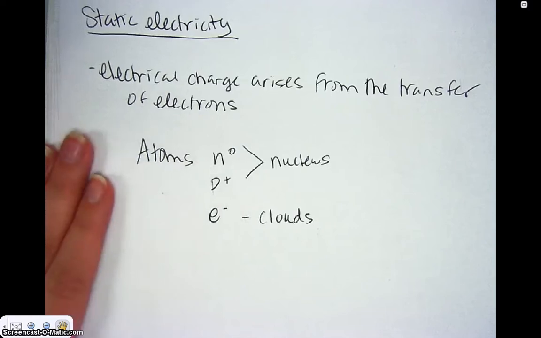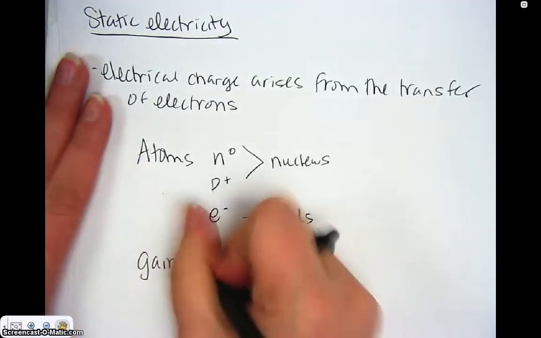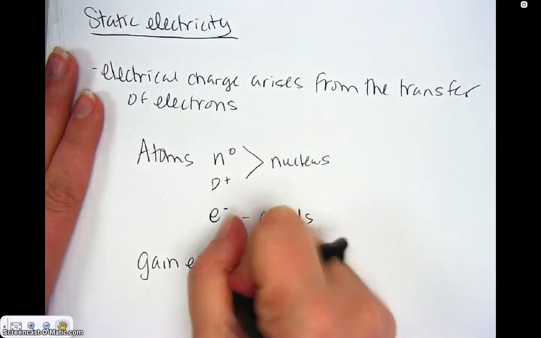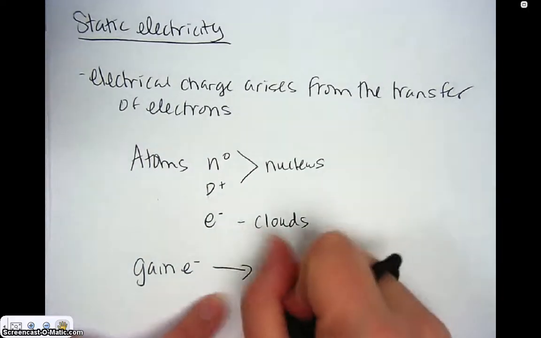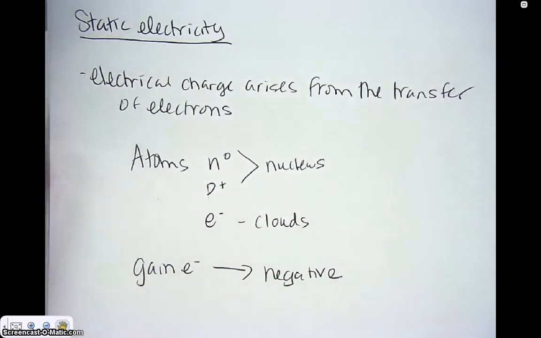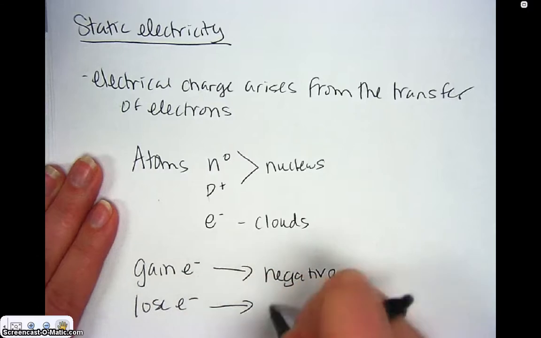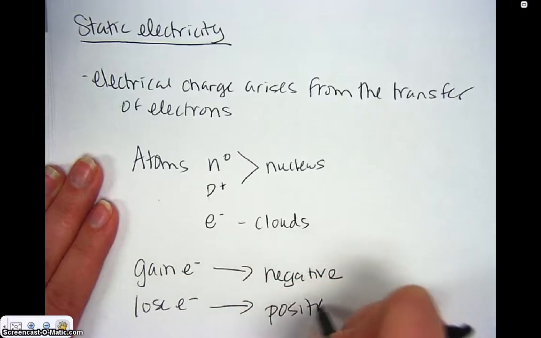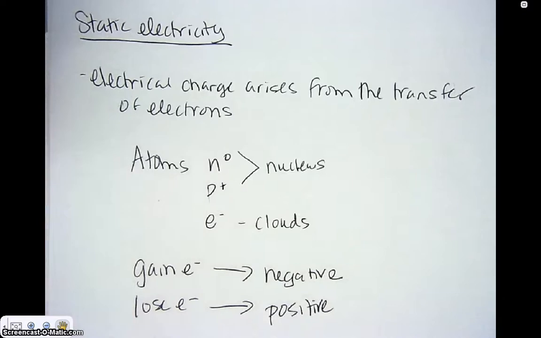So remember, when you gain electrons, or electrons go from one thing and are gained by another, you actually become negative, right? Because you have gained more negative charge. If you lose electrons, you actually become positive, which kind of seems backwards, right? Because if you're losing something and you become positive, you're gaining something, you become negative. But remember, you're losing or gaining a negative charge.